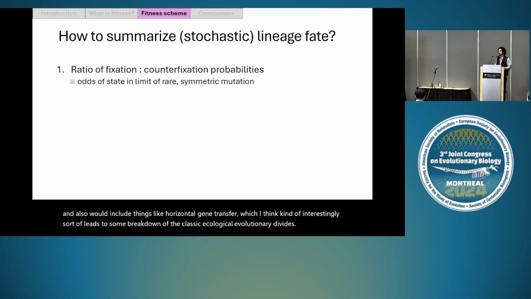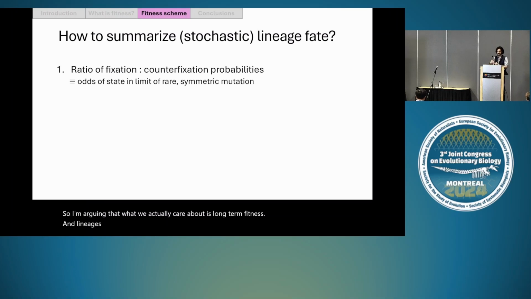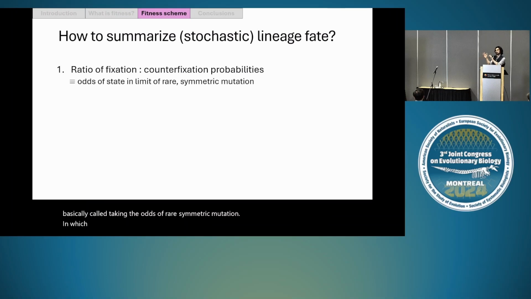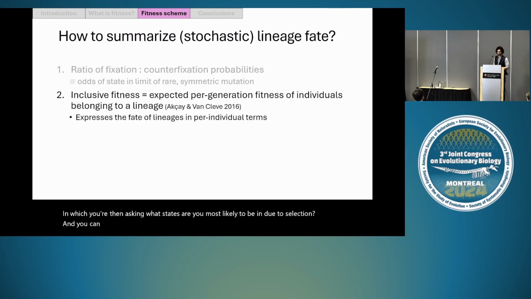So I'm arguing that what we actually care about is long-term fitness, and lineages capture this information. And so how does one summarize this? There are many ways. One way that's increasingly common in theoretical work is to take the ratio of fixation to counterfixation probabilities in your stochastic model. This is basically taking the odds of rare symmetric mutation, in which you're then asking what states you are most likely to be in due to selection. And you can also add things like mutation bias.